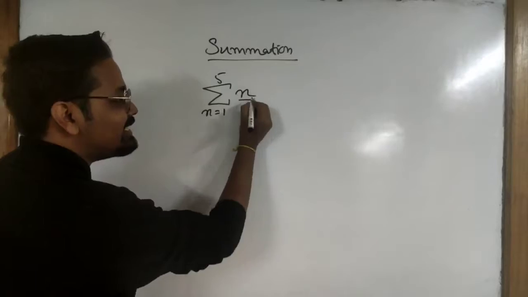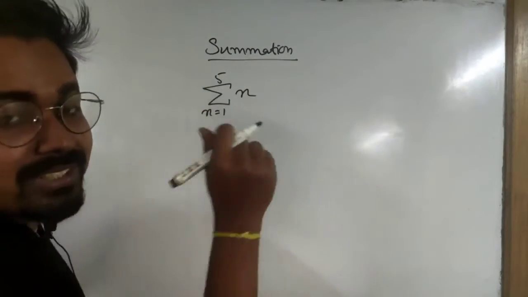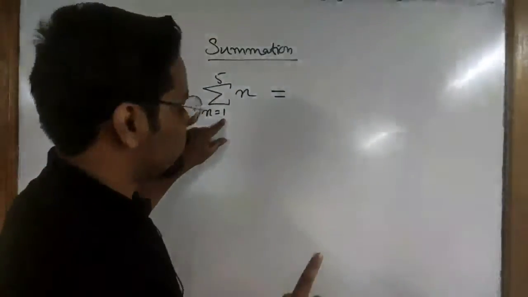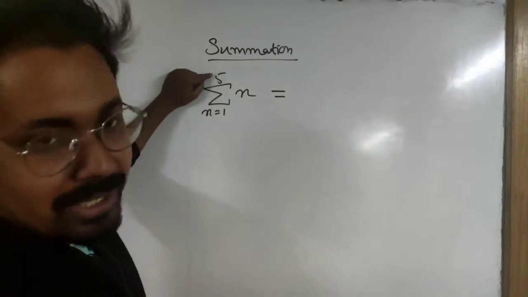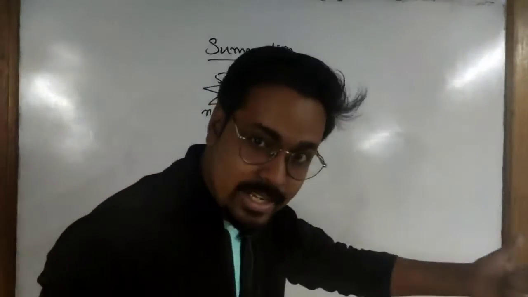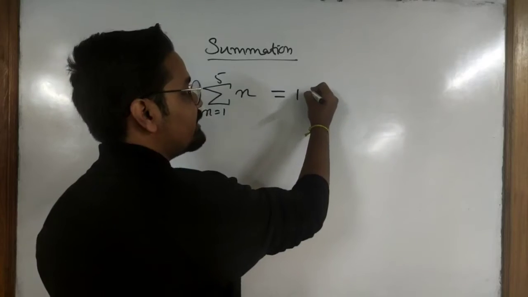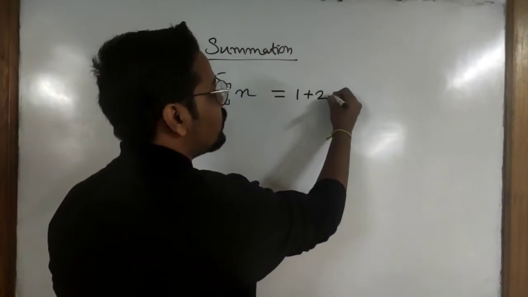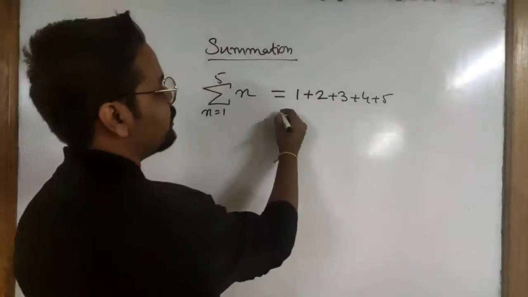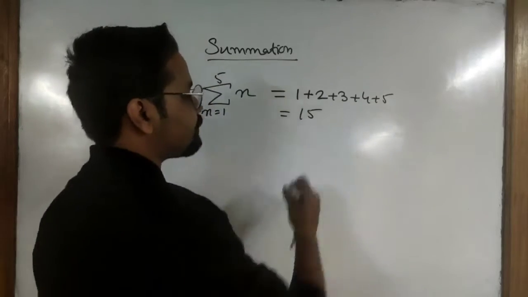This means that n is the general term for a sequence, and the value of n will range from 1 to 5. So the lowest value is 1. This is the lower limit, this is the upper limit. We have to find the summation of n, meaning we keep on adding n from 1 to 5. So the first term is 1, then summation means adding, the second term is 2, then 3, then 4, then 5. This is the meaning of summation of n, and the answer you get here is 15.